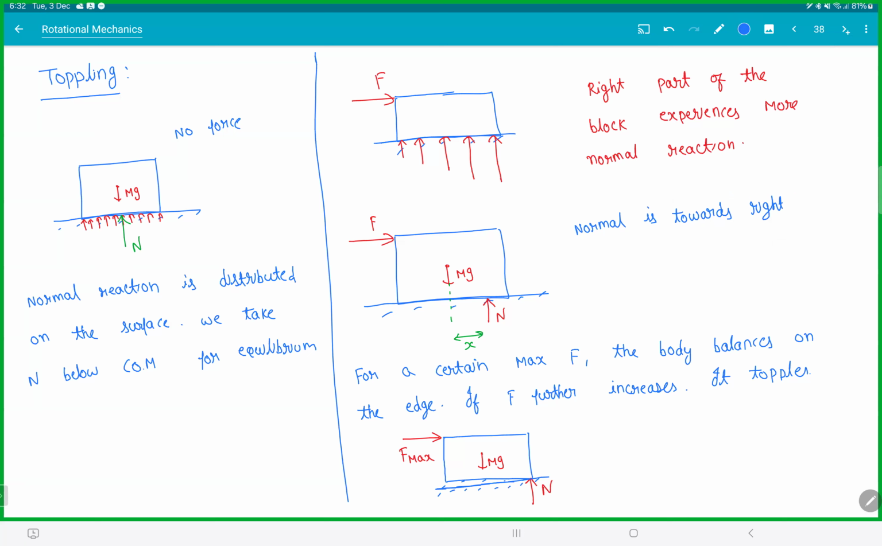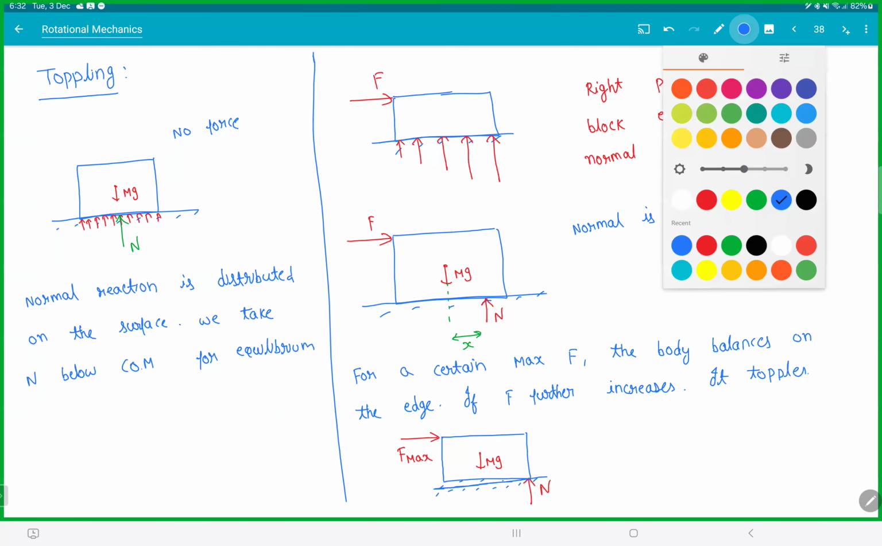I know this thing is pretty small. I need to take something thicker. Let's say something like this. If you take this bottle here, if I keep pushing force more and more, at a certain point you can balance it on the edge, and anything more, this will topple. Imagine you're sitting in your chair, if you lean to the right, at one point you'll fall from the chair, isn't it?